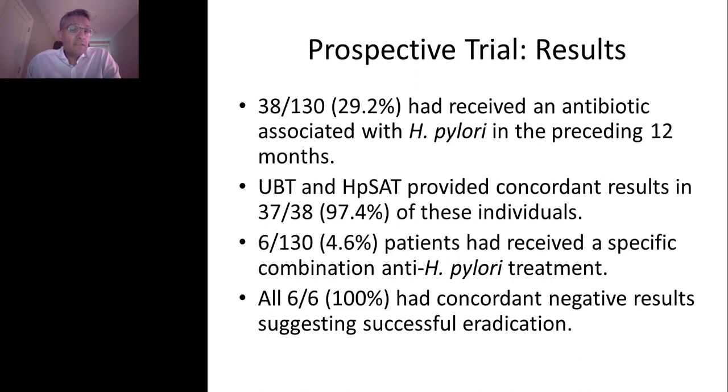We did look at, in the trial, the use of specific antibiotics for the treatment of H. pylori. 38 out of 130 patients where we had antibiotic information had received an antibiotic associated with H. pylori in the preceding 12 months. However, some of those antibiotics may be linked to other disease states such as ear infections or pneumonia. We cannot be 100% sure those are related to H. pylori.